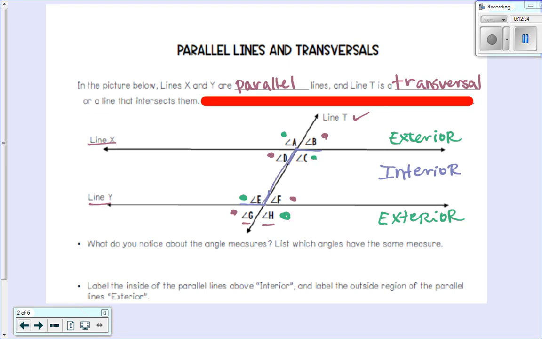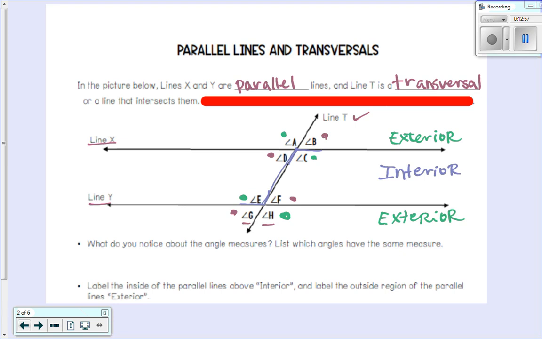So angle C goes with what on the same side? Angle F. Good. You see how they're on the same side and they're on the inside? Is there another pair? D and E. They're on the same side of the transversal, right? And they're inside the parallel lines. So they're interior, same side.